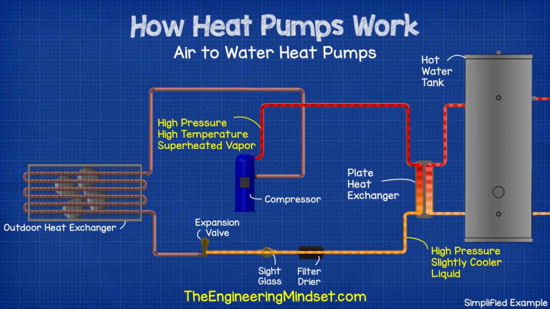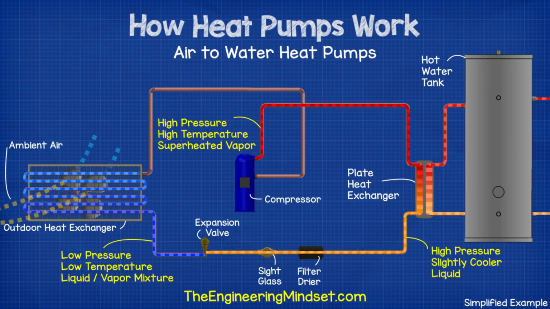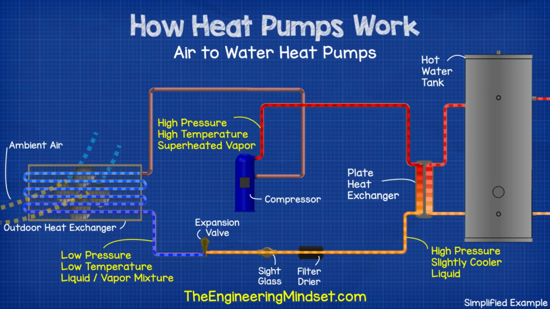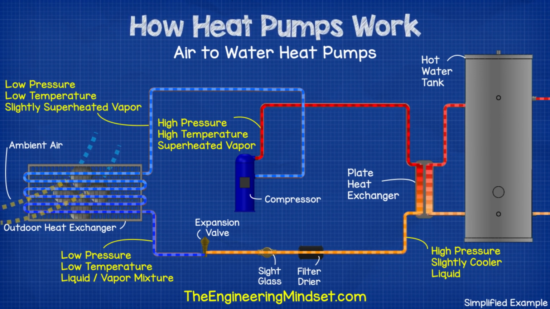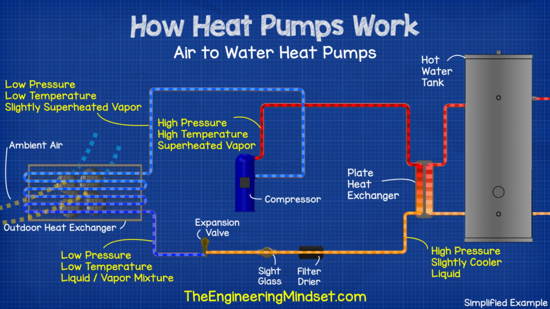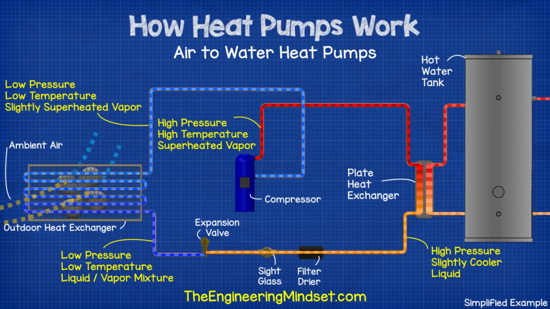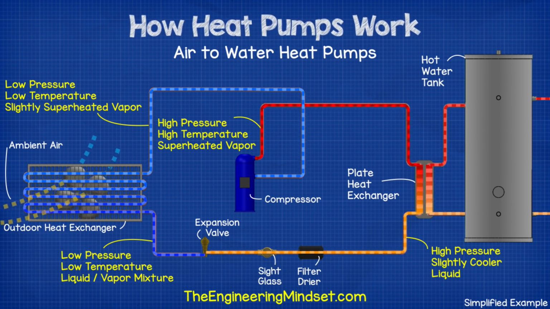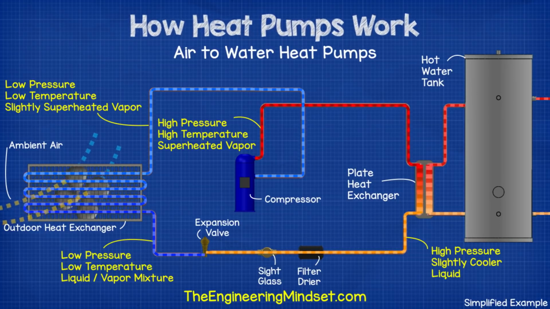The refrigerant then passes through the filter dryer and the sight glass and then into the expansion valve. The expansion valve causes the refrigerant to become part liquid, part vapor state, and will be at a low temperature and pressure. It then passes through the outdoor heat exchanger, where the outdoor ambient air causes the refrigerant to boil. The refrigerant then leaves as a low pressure, low temperature, slightly superheated vapor, and is then sucked back into the compressor to repeat the entire cycle again. The hot water tank then provides hot water to the radiators, sinks and showers within the building.